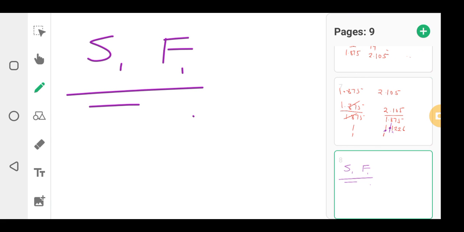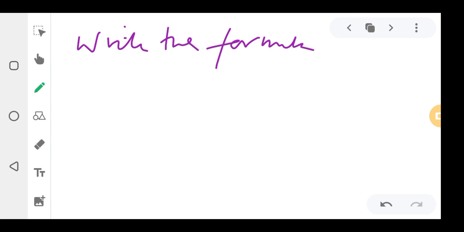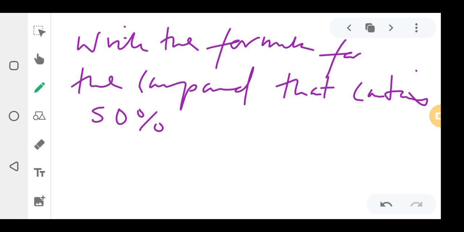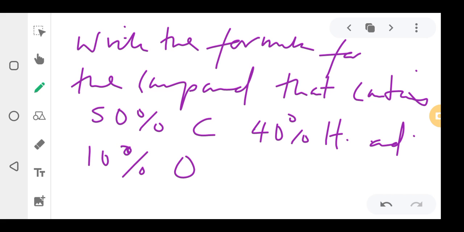Simple and straightforward. Okay, sometimes it can come: write the formula for the compound that contains 50% carbon, 40% hydrogen, and 10% oxygen.